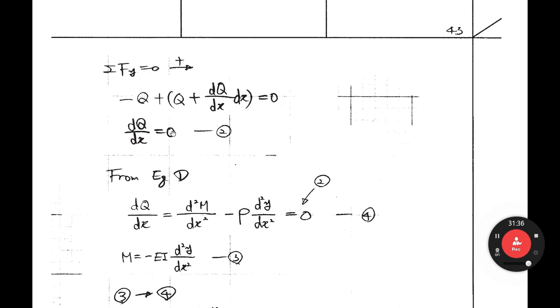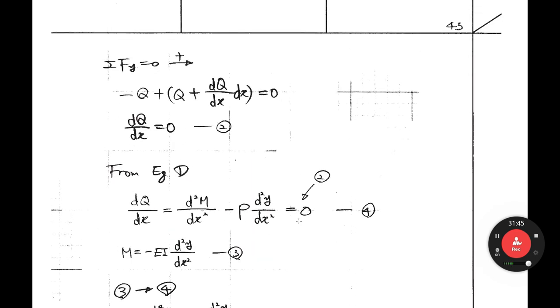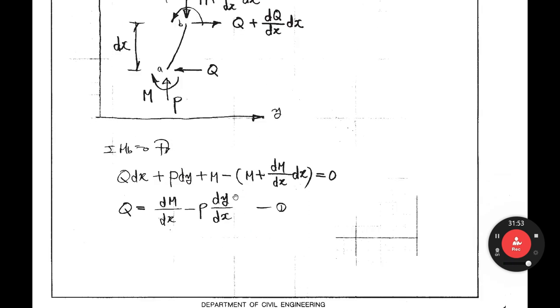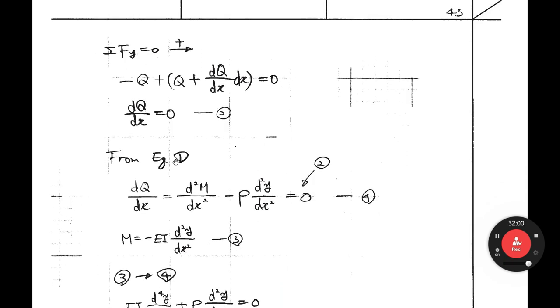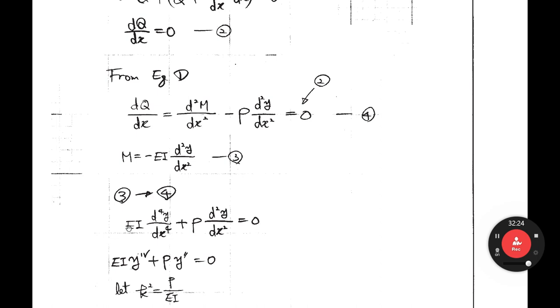So dQ/dx equals 0. And then from equation 1, you have the equation for q here, okay? dM/dx like that. So if you input this equation here, you get this equation. So your M equals minus EI y'', minus EI d squared y/dx squared, right? Then if you input this equation here, you get EI, this is second, and second again, then fourth, okay? Fourth differential equation. And then this is a minus, so minus, minus, plus, plus.